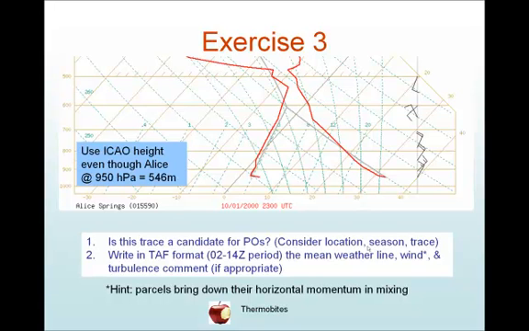Here's an example. This is Alice Springs. Is this trace a candidate for PO, for dust devils? Well, consider the location, consider the season, and have a look at the features of the trace. Write in TAF format for the 02 to 14 period the mean weather line.